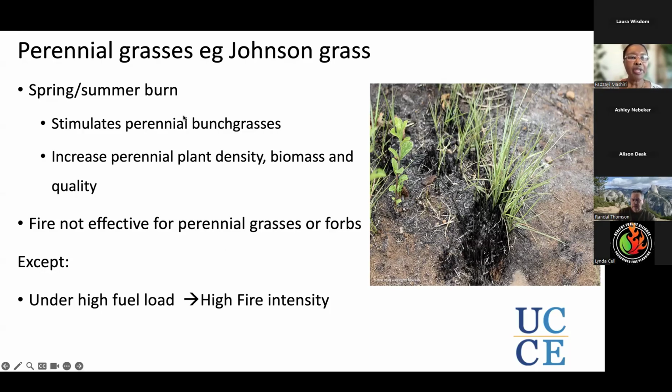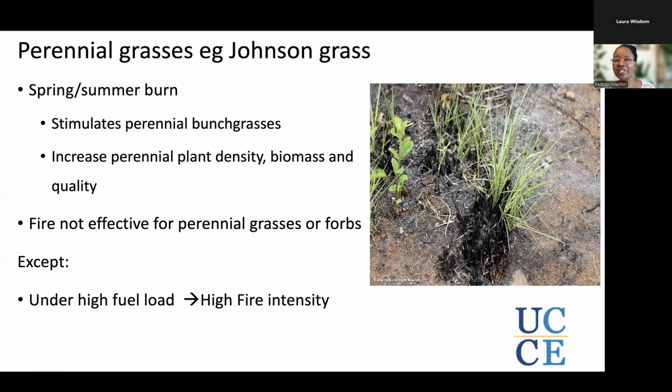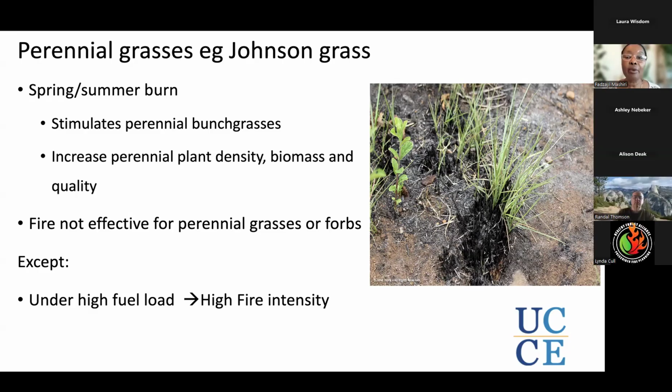What actually happens is that if you burn them in spring or summer, you kill the top part, but the root systems that are intensive underground will be stimulated to actually resprout and continue to grow, and sometimes they actually separate into smaller perennial plants, and they can be more viable and more vigorously growing after the fire comes through. So they increase plant density, biomass, and quality.